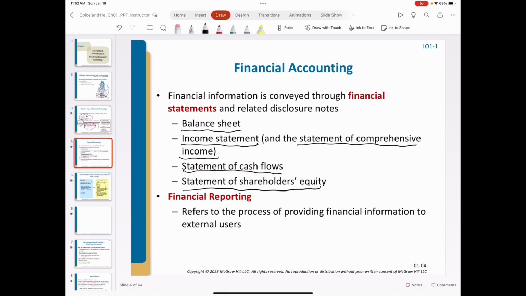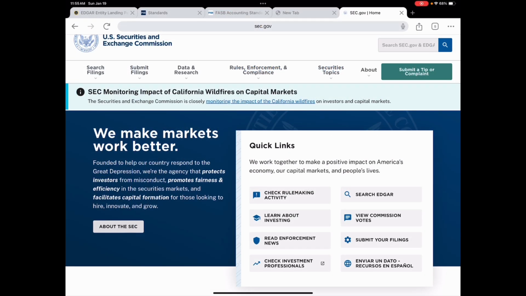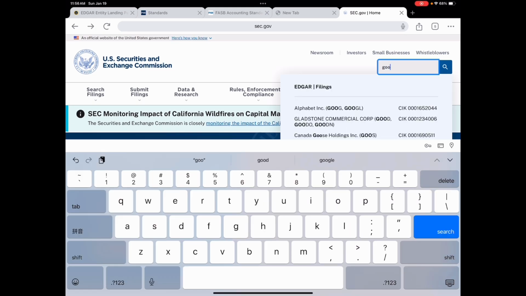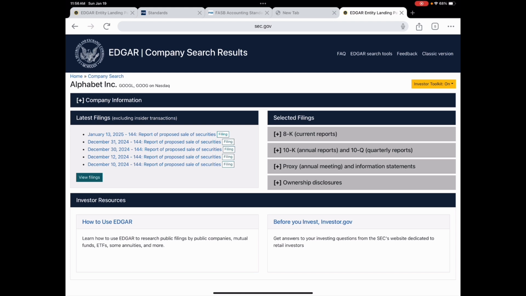I will show you an example of a real-world financial statement. If you type sec.gov in your browser, you will see this page. I type the ticker symbol of Google, GOOG or GOOGL. There are two different classes of stock. Then I can go to the page of Alphabet's filings. For the financial statements, we refer to the annual financial statement, the 10-K, and the quarterly financial statement, the 10-Q.